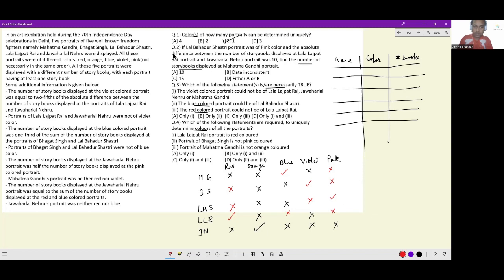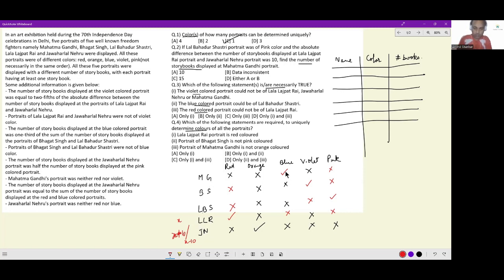We have that. And the absolute difference between the number of storybooks displayed at Lala Lajpat Rai portrait and Jawaharlal Nehru portrait was 10. So if this is x, this is either x plus 10 or this is x minus 10. The absolute difference between the number of books held by Jawaharlal Nehru and Lala Lajpat Rai is 10. This is told to us. Find the number of storybooks displayed at Mahatma Gandhi.